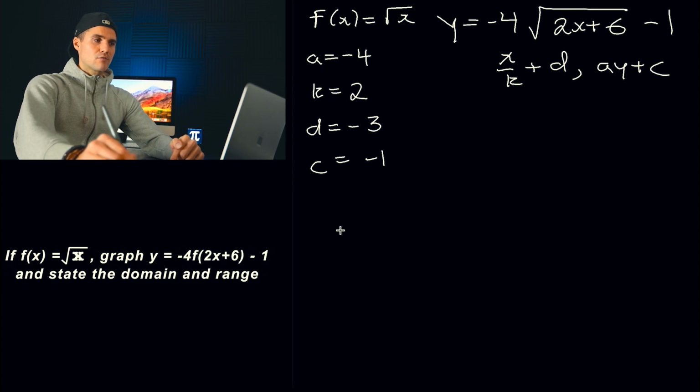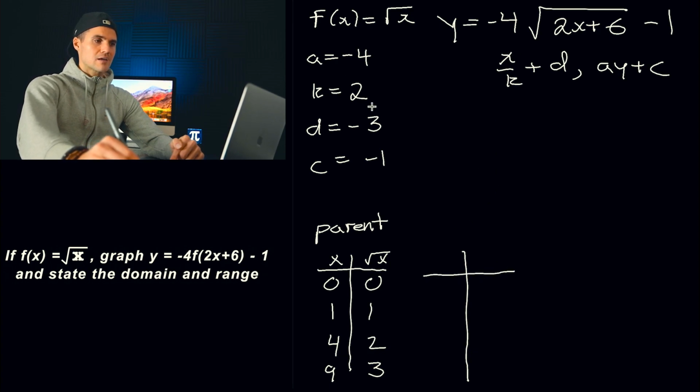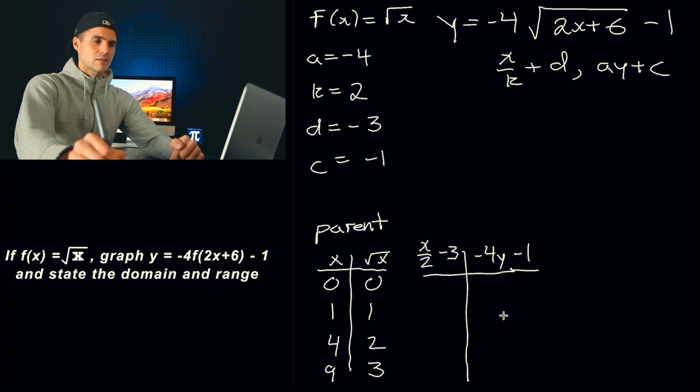So we're going to have to take the table of the parent function, which in this case is root x. What are the points we usually use? 0, 1, 4, and 9, which give us 0, 1, 2, and 3. And we're going to have to transform these through this formula here. Now it's going to be x over k, so x over 2 minus 3, and then the a is -4, so -4y plus c, which is -1.